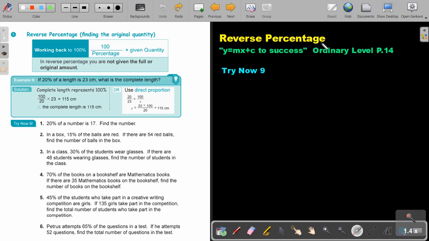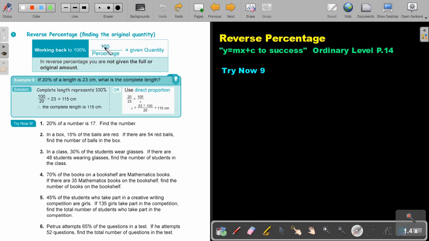Reverse percentage. You will find this on page 14 in the Namibia Mathematics Ordinary Level textbook, y equals mx plus c to success. Reverse percentage. Finding the original quantity. Working back to 100%.